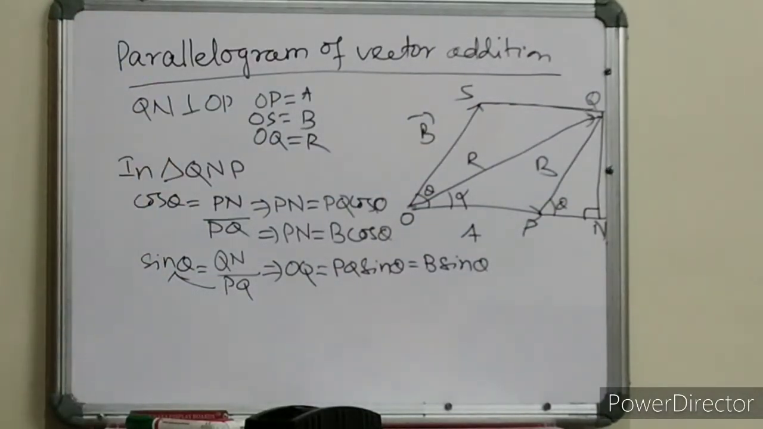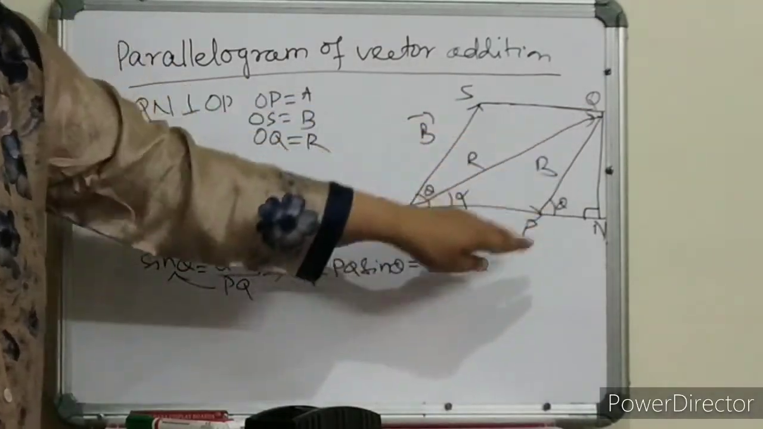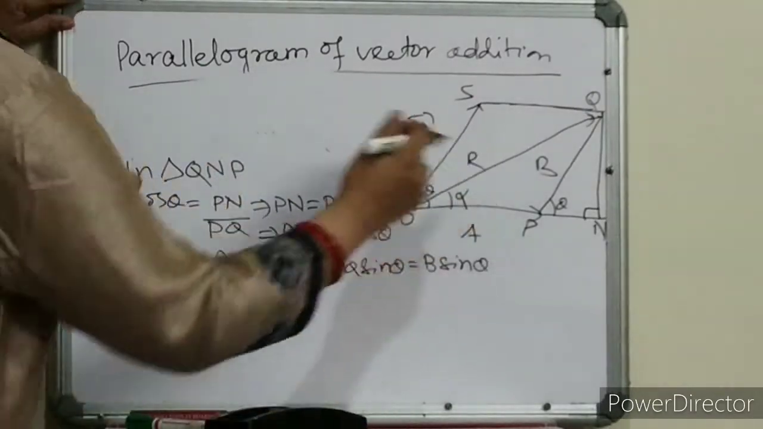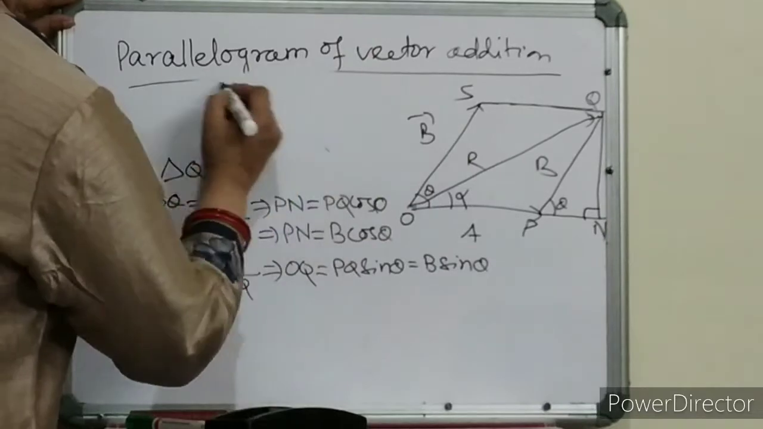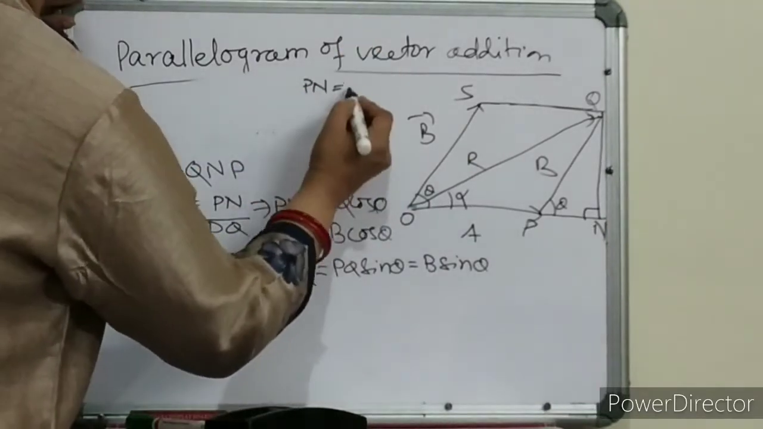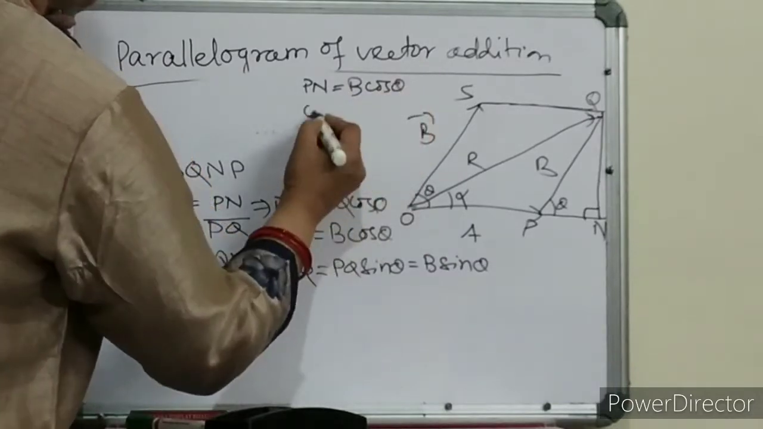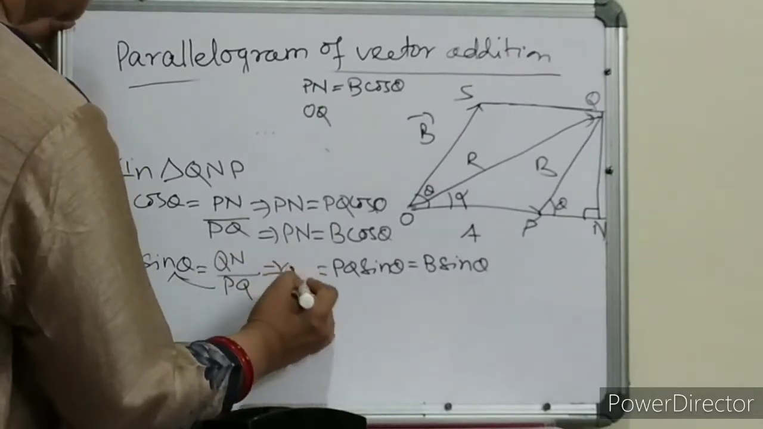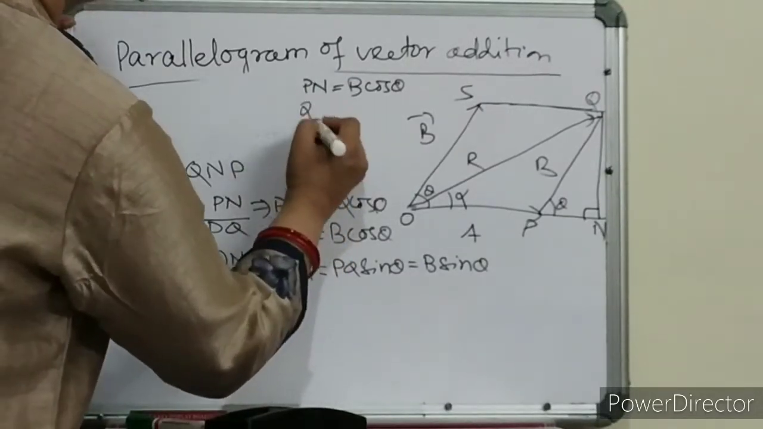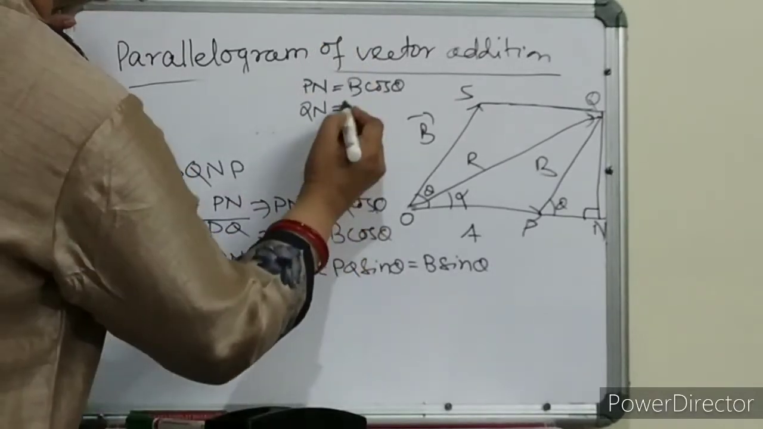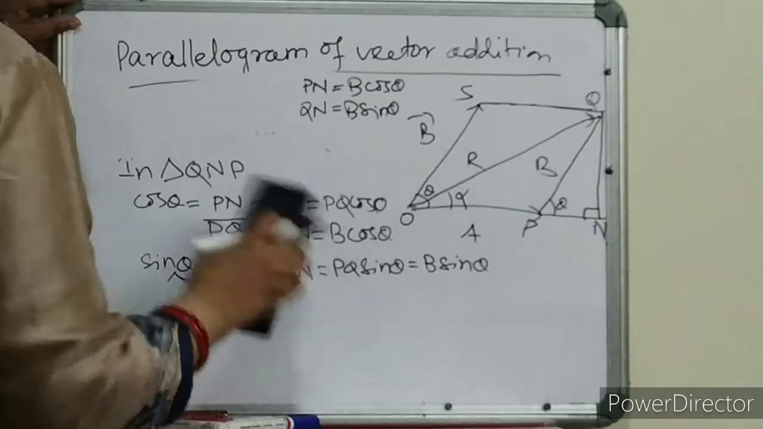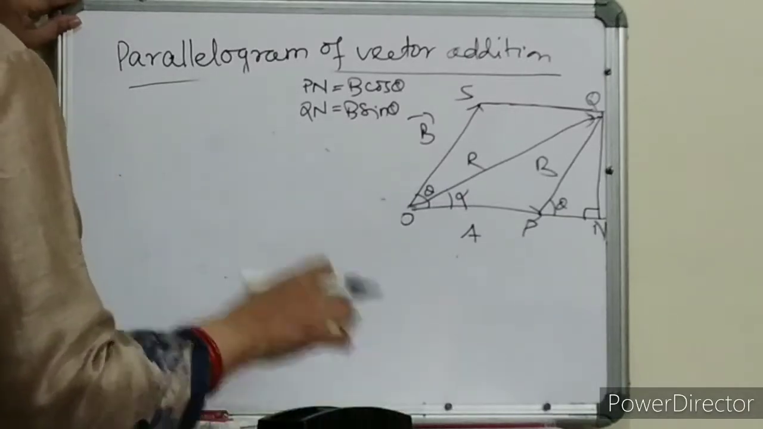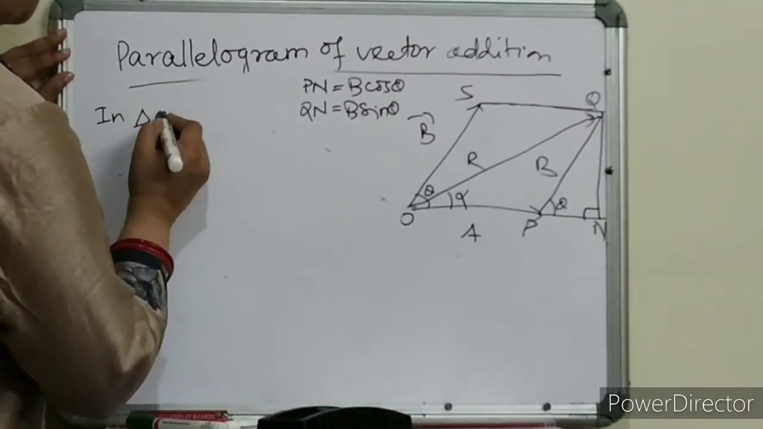Now we have to consider this bigger triangle OQN. So I'll write the result over here: PN is equal to B cos theta and QN, this is QN children, is equal to B sin theta. Now we'll consider the bigger triangle. What is the bigger triangle? In triangle QON.